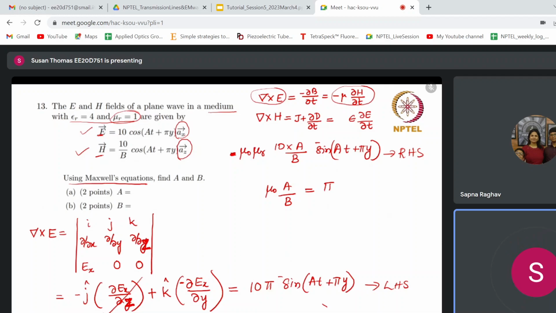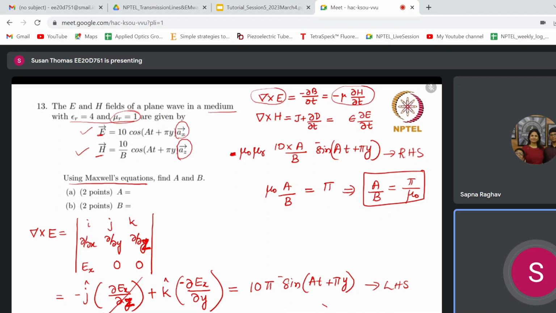Okay, I think this is fine. Now we can say A by B is equal to pi by mu naught. Okay, so this is one expression. Now in this we started out with del cross E, that is that curl equation.